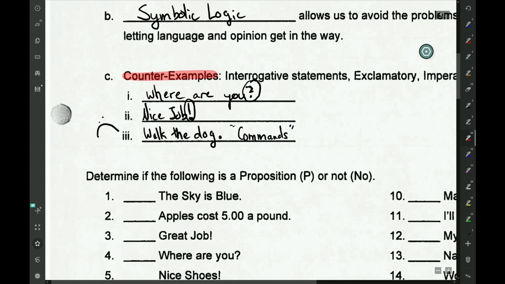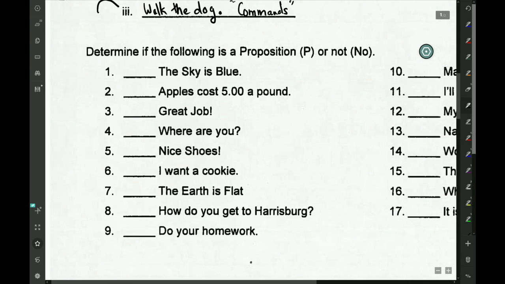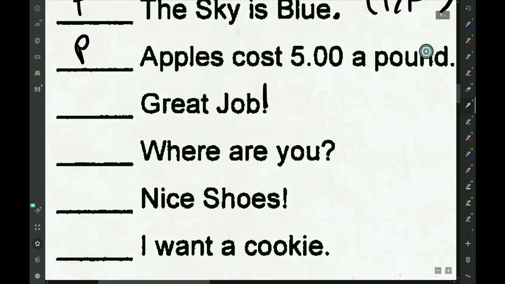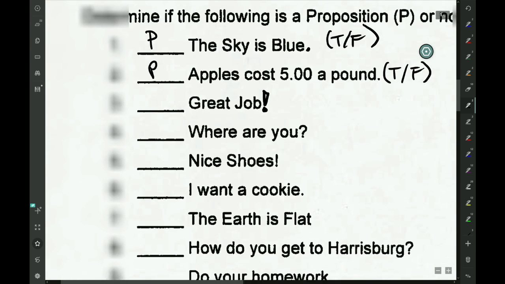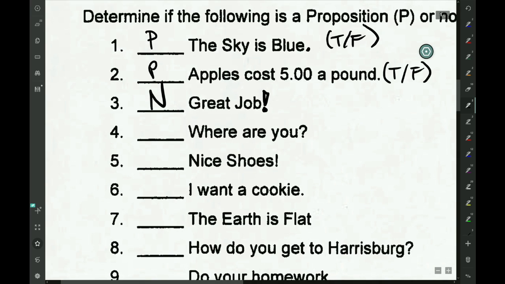So basically, let's practice these. If you have a few statements here, the sky is blue. Yes, it might be blue, maybe it's black, but this particular case is a proposition. You could say true or false. Apples cost $5 a pound. Well, maybe they cost 6, maybe they cost 4, but you could say it's true or false. So it is a proposition. Great job! Exclamation point, so not a proposition, despite the fact that it could be true or false. Where are you? No, because of the question mark.